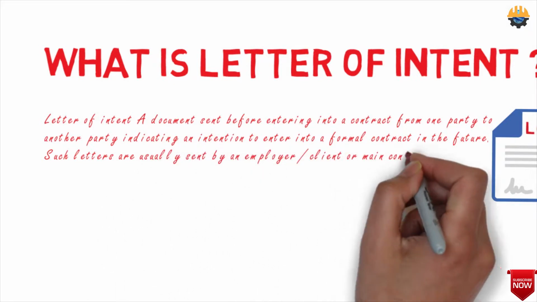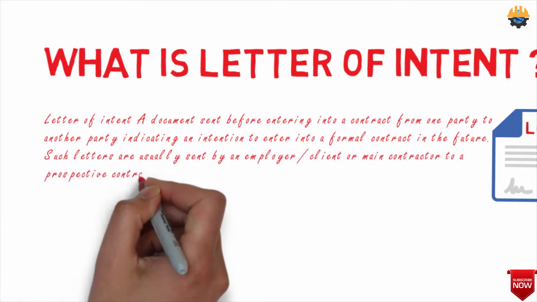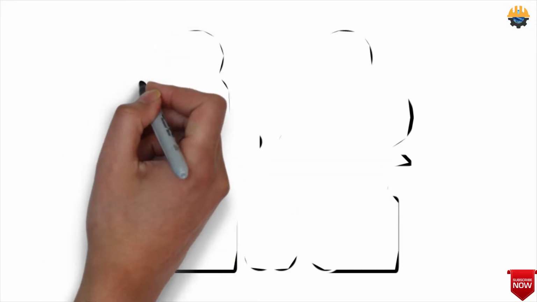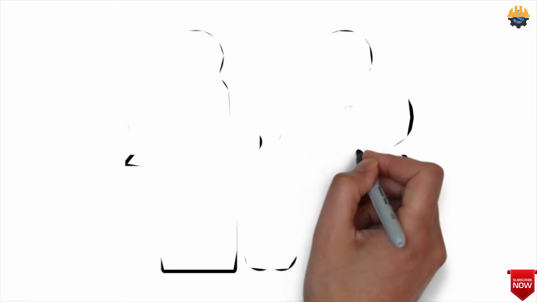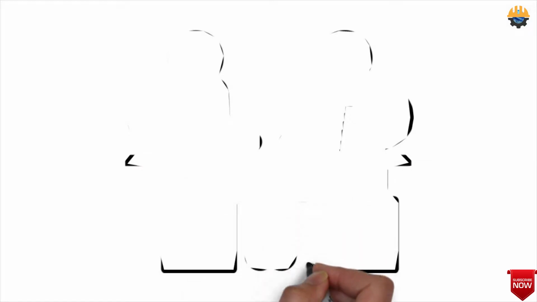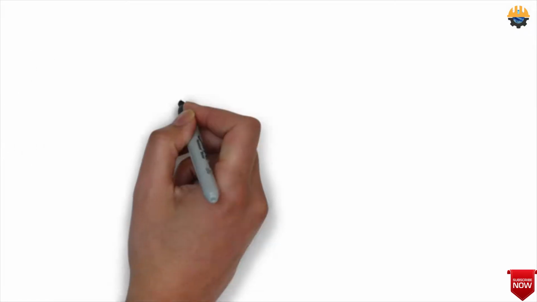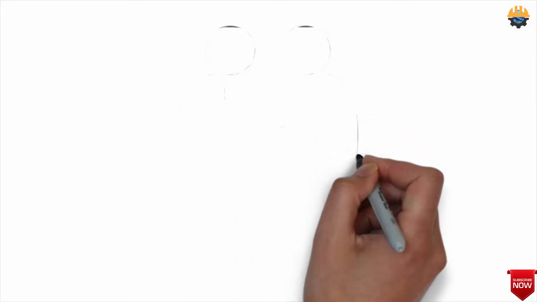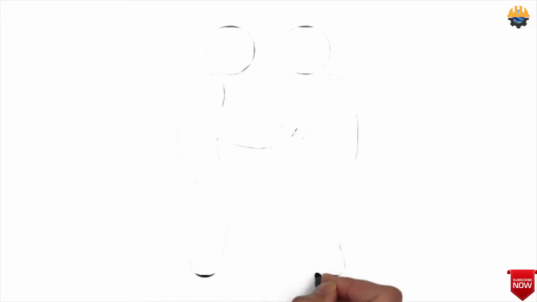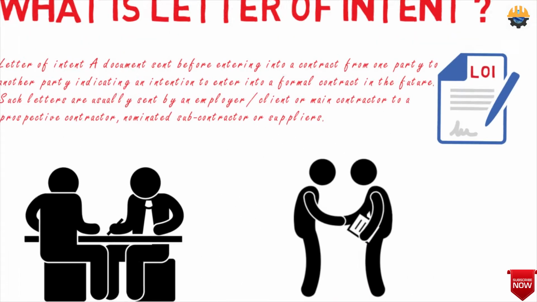So according to this definition, it is only an indication and an intention to enter into a formal contract in the future, which means it may be possible and may not be possible that we are going to enter into a formal contract or not. This is a very important point we have to understand very carefully. In this letter we are only showing our intention whether we are going to enter into a contract or not in the future. Mainly it is an intention, nothing else, according to this definition.